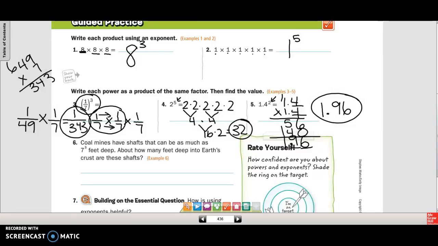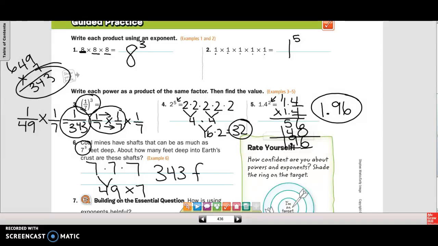Okay, on number 6, it says coal mines have shafts that can be as much as 7 to the third feet deep. About how many feet deep into the Earth's crust are these shafts? So I'm going to do 7 to the third. So 7 times 7 times 7. Again, 7 times 7 is 49. And we're going to do 49 times 7, which if you look right up here, we already did that. So our answer is 343 feet.